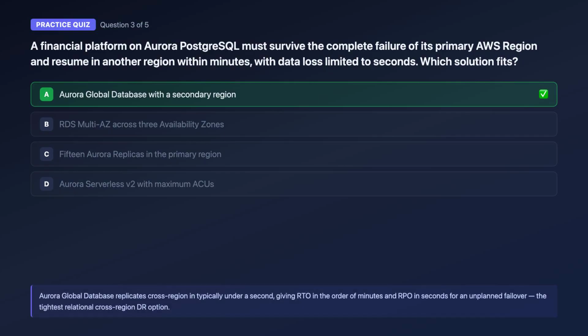The answer is A. The keyword is cross-region. Multi-AZ and replicas within the primary region all die when that region dies, and Serverless v2 is about scaling compute, not surviving a region. Only Aurora Global Database replicates across regions, giving recovery time in minutes and recovery point in seconds.